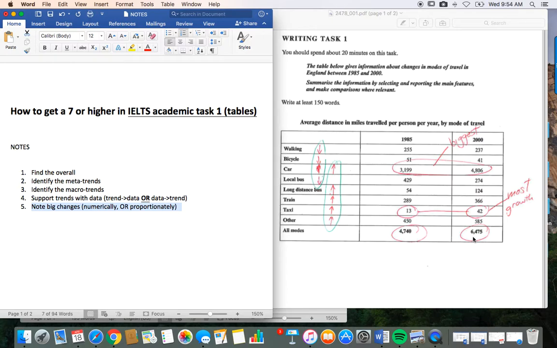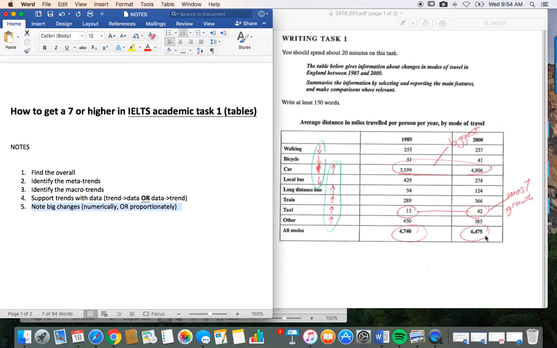So people are traveling more. That's one of the key points. We're looking at the task here. The table below gives information about changes in modes of travel in England between 1985 and 2000. So overall, things increased in this time period in the past. All right, that's the most important thing.